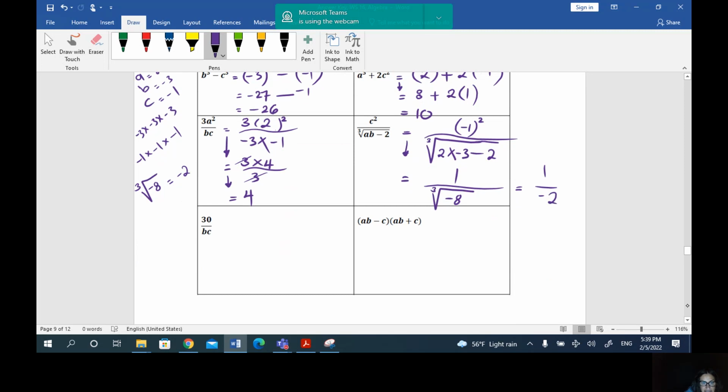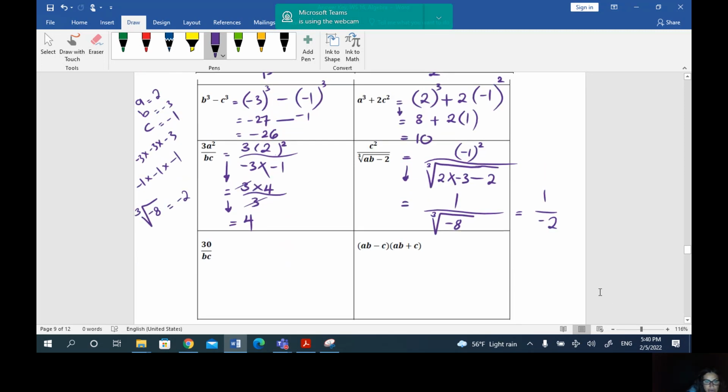Now 30, I will just bring this one down a little bit. Okay, 30 over BC, which means fraction line, 30. B is equal to negative 3 times C, which is negative 1. So it will be 30 over 3, which is equal to 10.